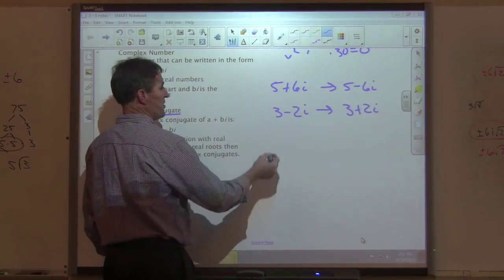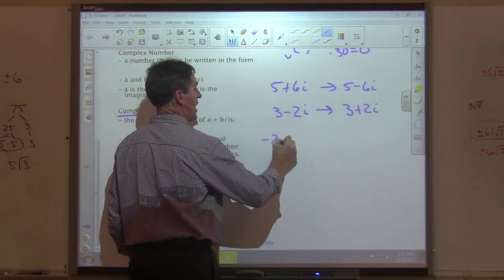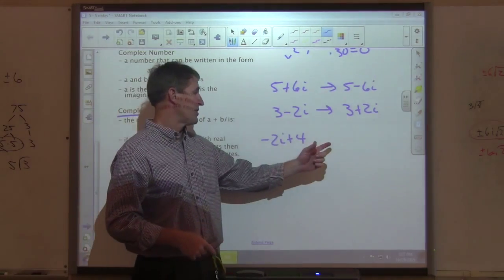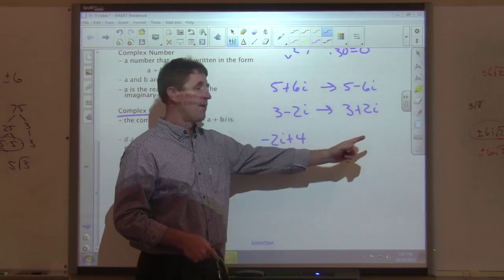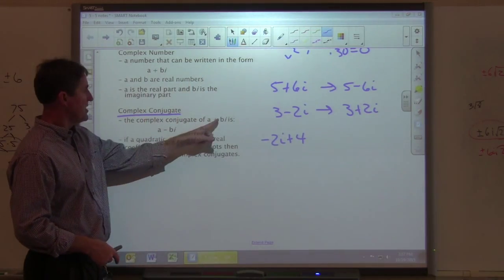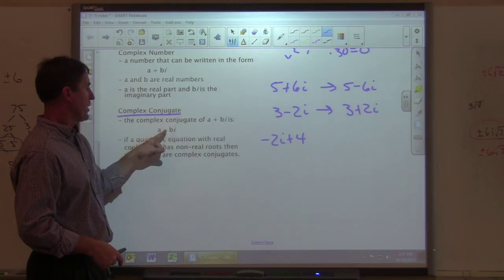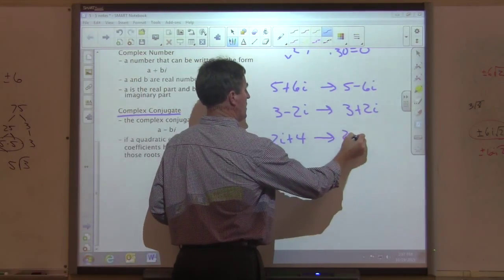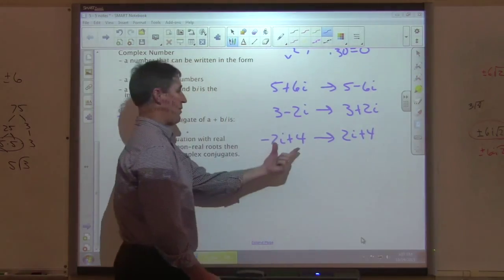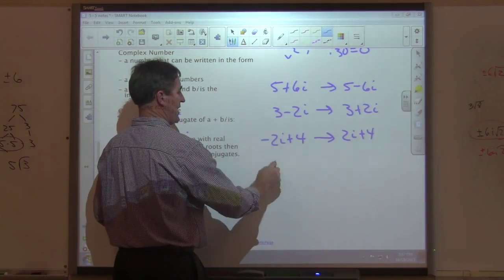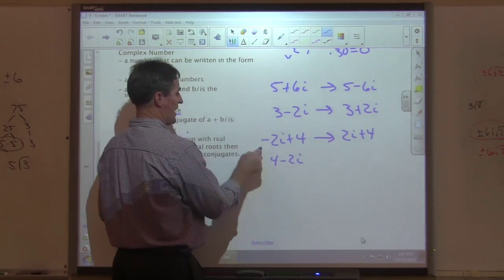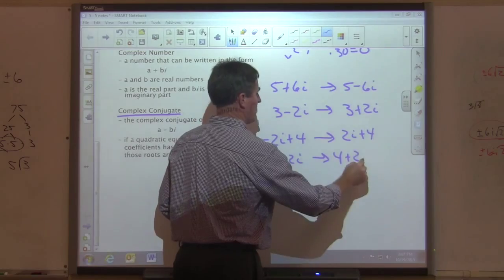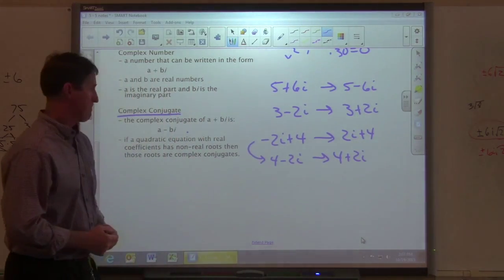But here's what else they'll do. They'll do maybe negative 2i plus 4. The tendency is everybody puts negative 2i minus 4. But you have to remember what changes is the imaginary part. The real part stays the same. So this would become 2i plus 4. Now, if it helps you, you can just always write it in the form a plus bi to start with. So I can change this from here to there, and then you never make that mistake. You go ahead and put it that way.